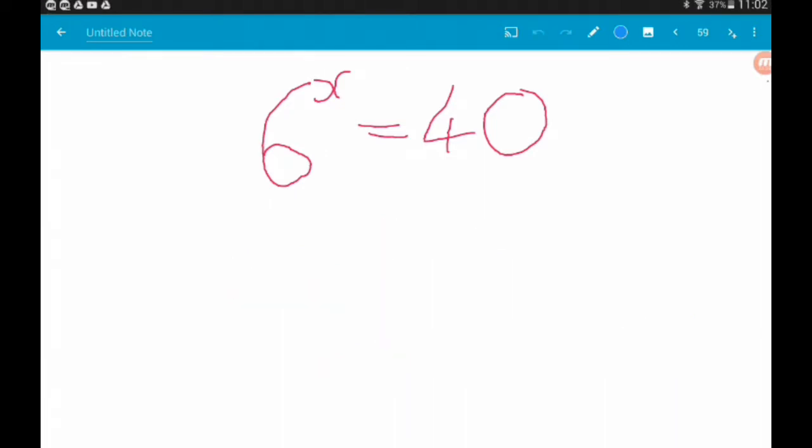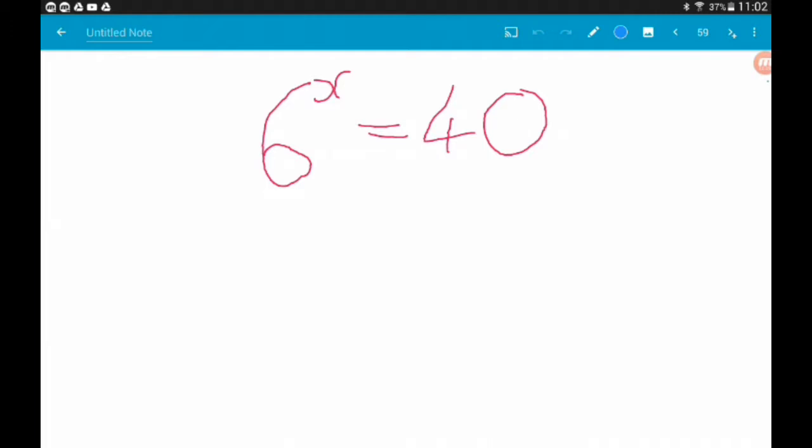So now that we're armed and dangerous with our laws of logarithms, we can solve this in a different way. So what we're going to do is take the log of both sides. Now it doesn't matter at all what base log we use, so either use just log, which is log base 10, or ln, either one is fine. Why those two? They're on your calculator.